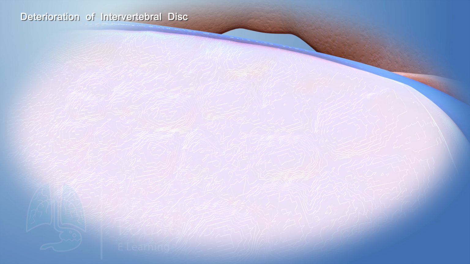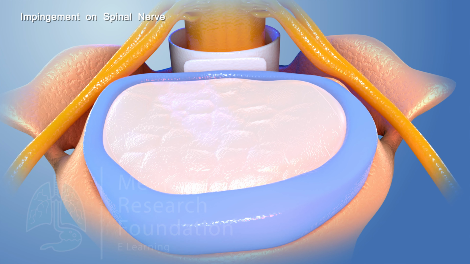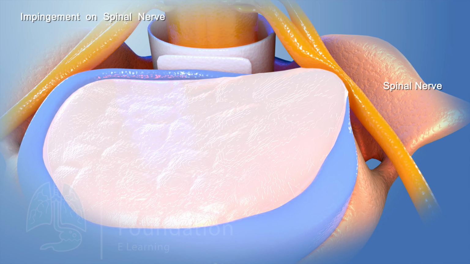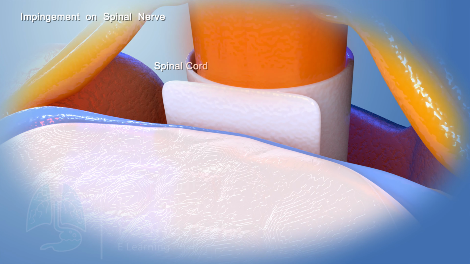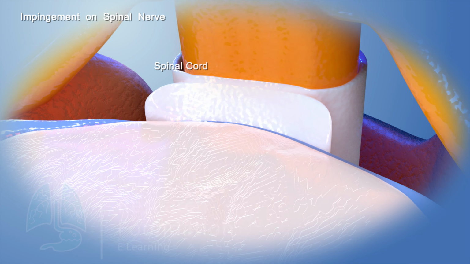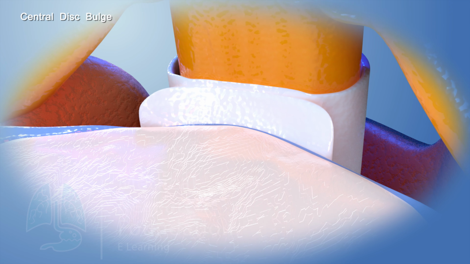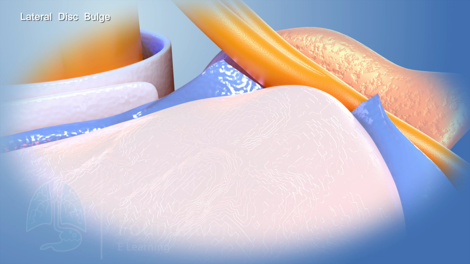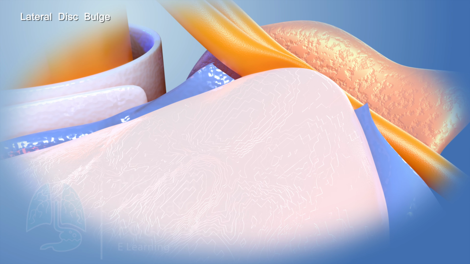As your intervertebral disc deteriorates, a weak annulus fibrosus can allow your nucleus pulposus to bulge, changing the disc's normal shape and flexibility. Depending on its size and location, the bulge may push on or impinge one of your spinal nerves or your spinal cord, causing pain and inflammation. Central disc bulges project backward into your spinal canal. Lateral disc bulges push into your neural foramen.